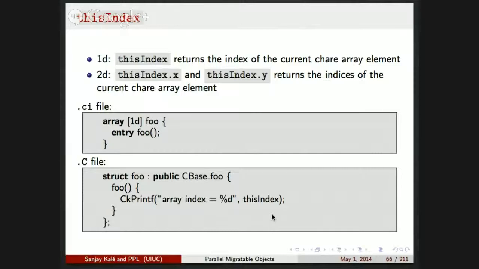This index is, again, in a 1D case, just an index of the current char array element. In a 2D case, it's an object with an x and a y for the current char array element, and similar for 3D, 4D, etc. So in this very, very simple example, when the foo is constructed, it would just print out what index in the array it is.